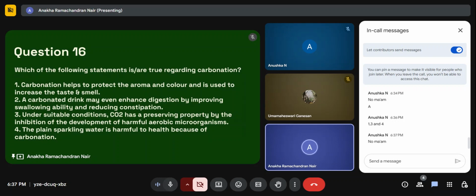So there are four options given to you. Option 1, carbonation helps to protect the aroma and color and is used to increase the taste and smell. Option 2, carbonated drinks may even enhance digestion by improving swallowing ability and reducing constipation. Option 3, under suitable conditions, CO2 has a preserving property by the inhibition of development of harmful aerobic microorganisms. And option 4, the plain sparkling water is harmful to health because of carbonation. So you have to figure out which is correct or which are correct.